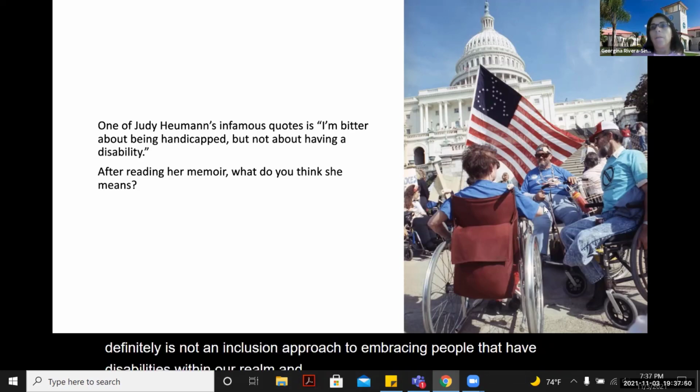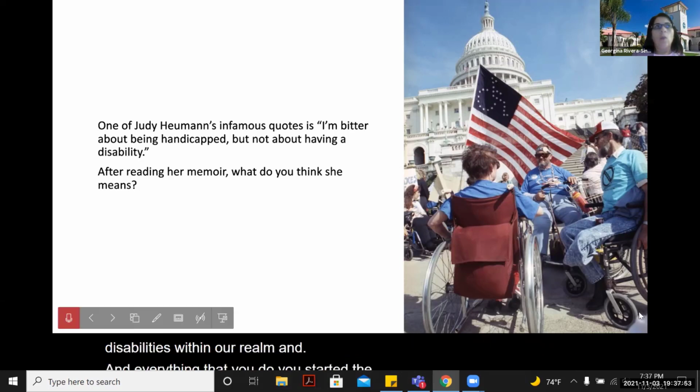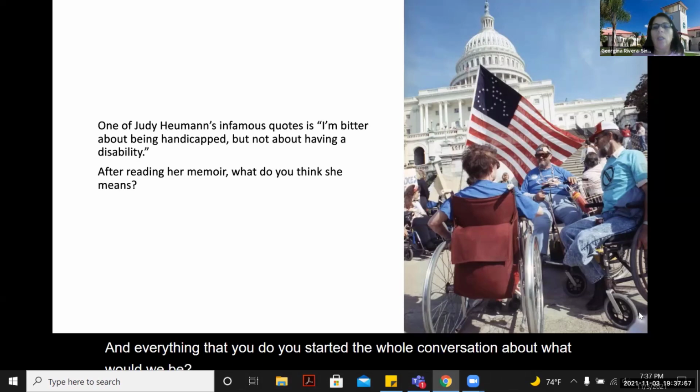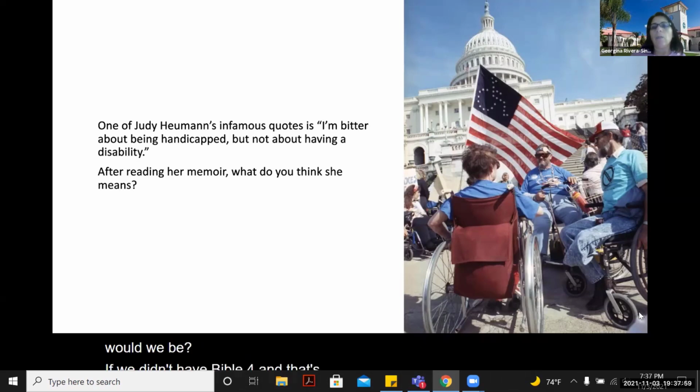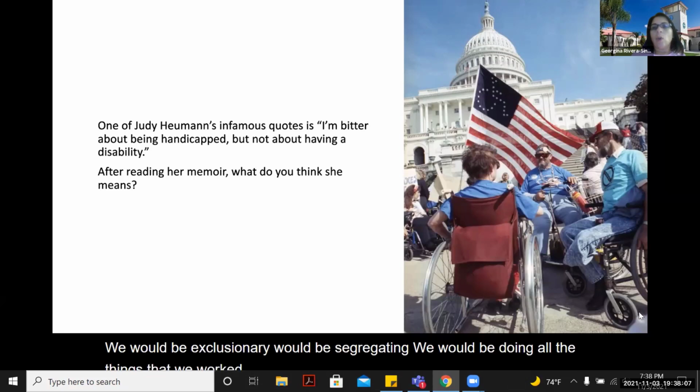You started the whole conversation about what would we be if we didn't have 504. And that's why I said that, well, we wouldn't be a community. We would be exclusionary, we would be segregating, we would be doing all the things that we've worked so hard to overcome to not be. We would just go right back to that.